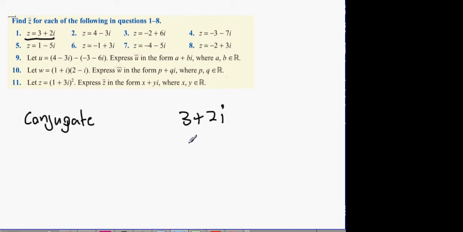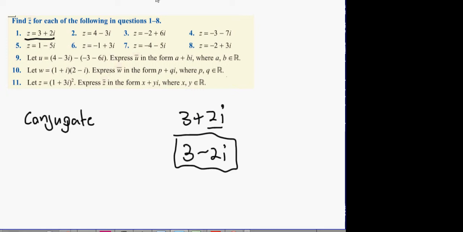For the conjugate, you always change the sign that comes in front of the i. So it's plus 2i at the moment, which means the conjugate will be minus 2i. That's the answer to the first question. It's basically whatever sign is in front of the i value, change it.